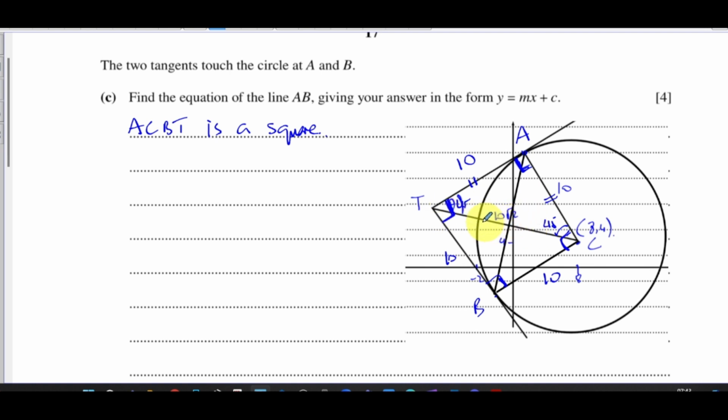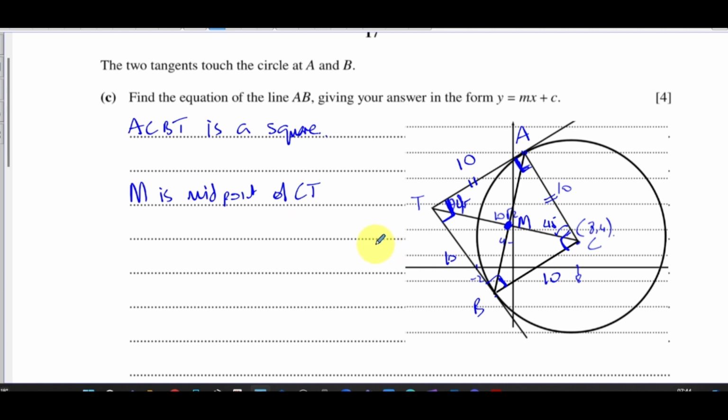Okay, so basically, this point here is the midpoint of CT. So I'll call it M. It is the midpoint of CT, and it's also the midpoint of AB. But because I know the coordinates of C and T, that will help us.